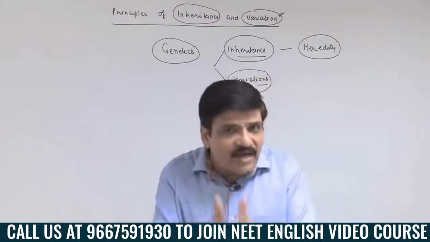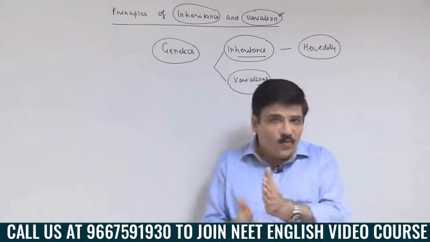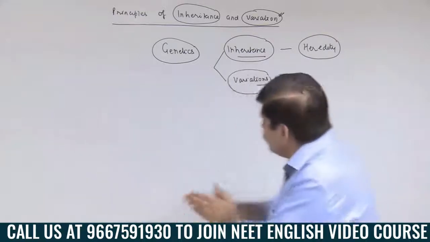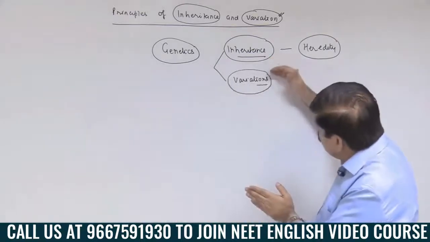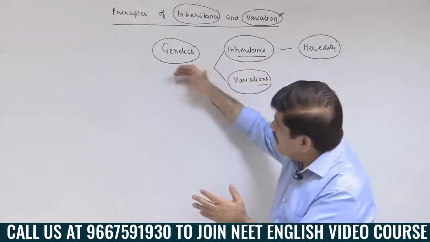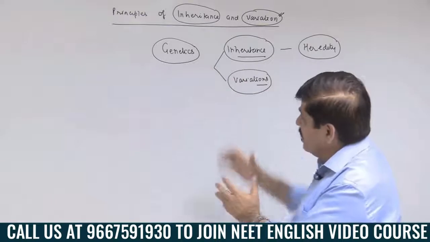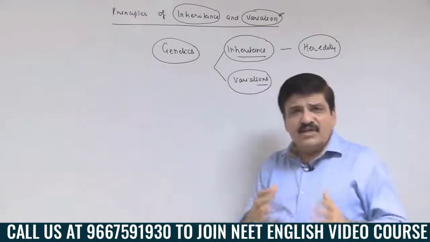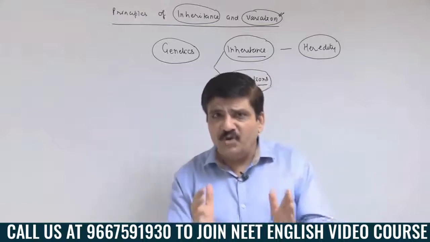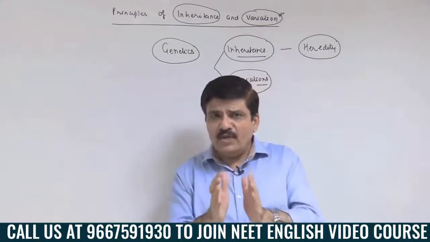It is a flip side of the same coin. While there is inheritance, there is variation as well. These are the two terms that are vital to the initial part of genetics that I am going to study, what is called classical genetics or Mendelian genetics. I hope you got the point. I hope this is absolutely clear.